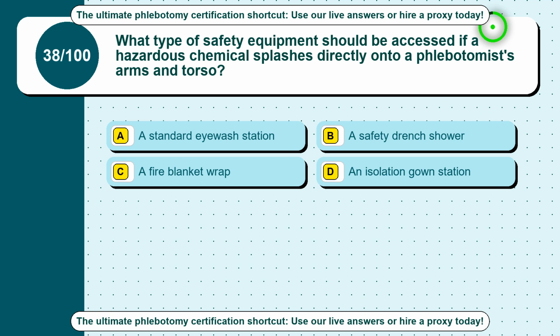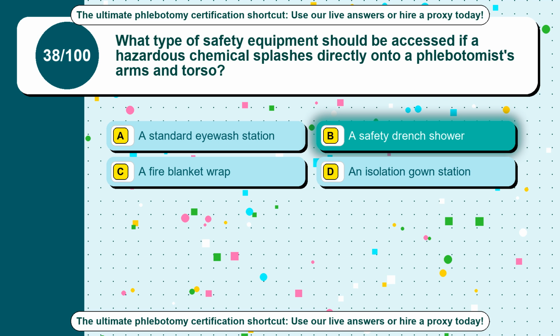Question 38. What type of safety equipment should be accessed if a hazardous chemical splashes directly onto a phlebotomist's arms and torso? Option A. A standard eye wash station. Option B. A safety drench shower. Option C. A fire blanket wrap. Option D. An isolation gown station. The correct answer is option B.